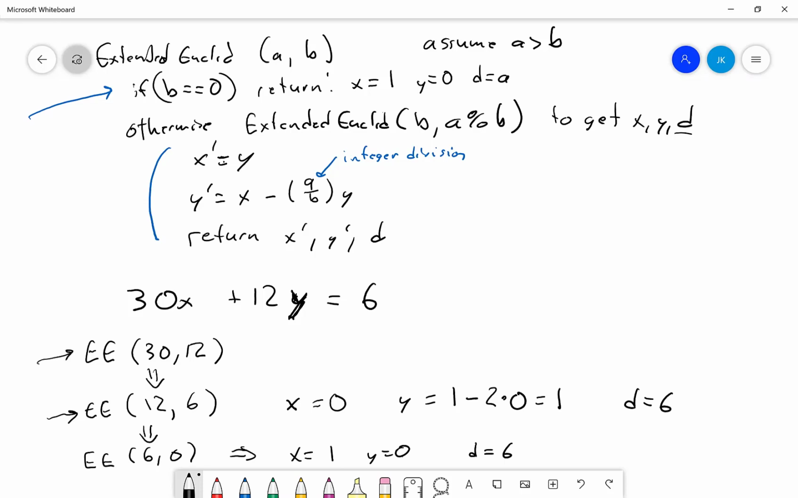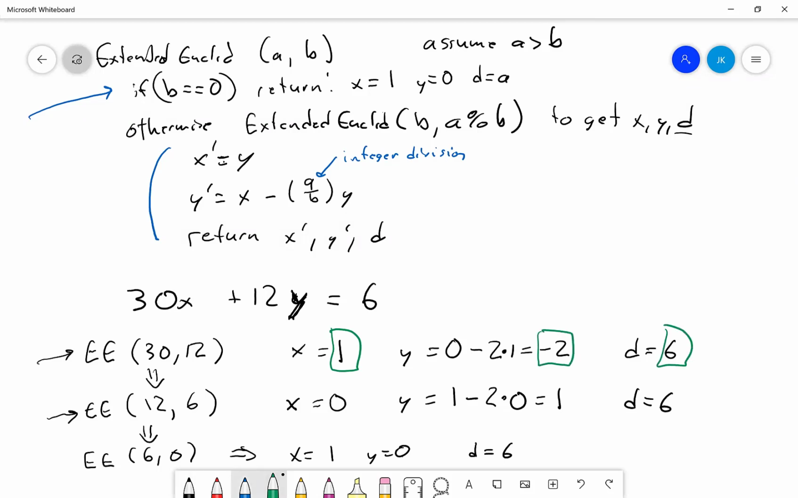And now we go back up to the top level using these values. Again, x prime is going to be whatever y was, which is 1 in this case. And y prime is going to be x, which was 0, minus a over b. So 30 divided by 12, remember it's integer division, so that's a 2. The 12 goes into 30 twice. 2 times y, and y was 1. And so that's going to be minus 2. And d is, of course, still 6. Okay, and now we get our solution. We have x is 1, y is minus 2, and d is 6.